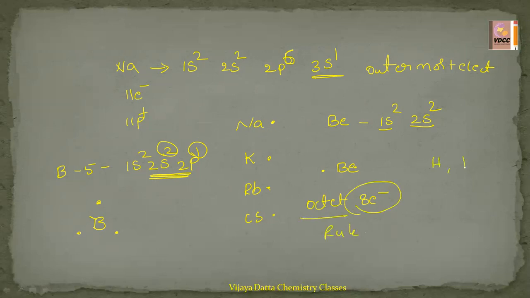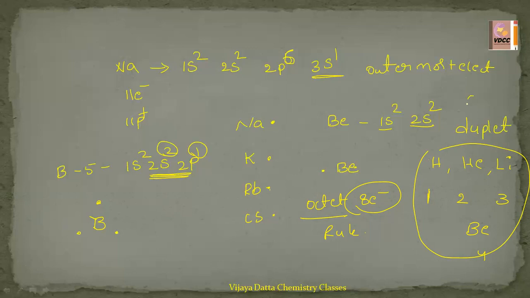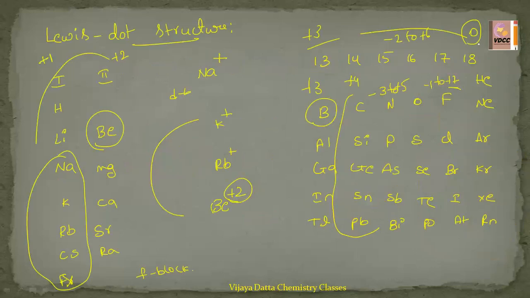Then what about hydrogen and helium? Hydrogen has atomic number 1, helium 2, lithium 3, beryllium 4. How can they have 8 electrons in their outermost shell? They cannot. That's why for these 4 elements, we check with the duplet configuration. Octet configuration, duplet configuration. Duplet means if they have 2 electrons in their outermost shell, they are stable. Helium has 0 valency, as we said previously. Why does helium have 0 valency? Because helium is already stable with 2 electrons in its outermost shell.